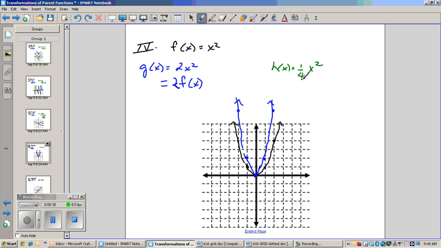H of x is 1/4 x squared. Well, I know I can multiply the y's by 1/4. That makes this a vertical compression. But I'm going to do this a little differently. Notice that this is 1/2 x squared. So this is f of 1/2 x.